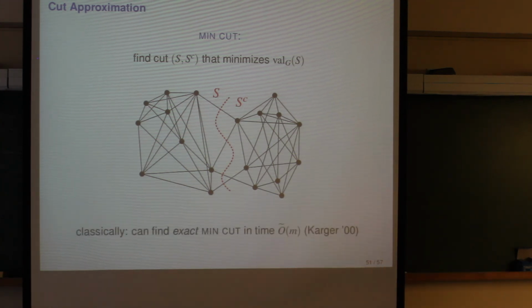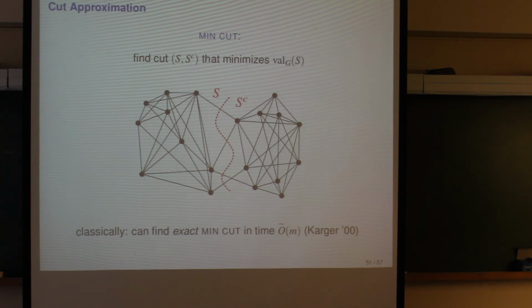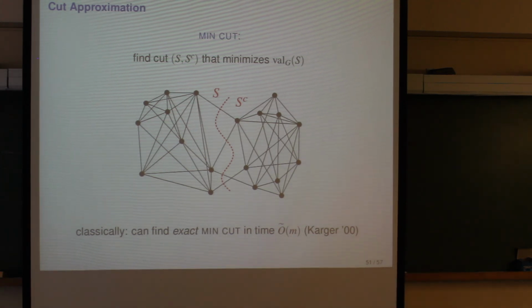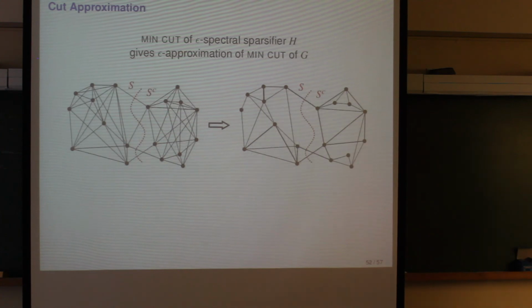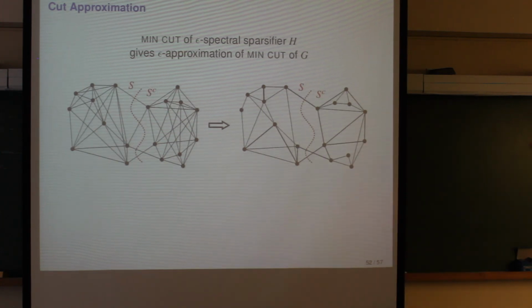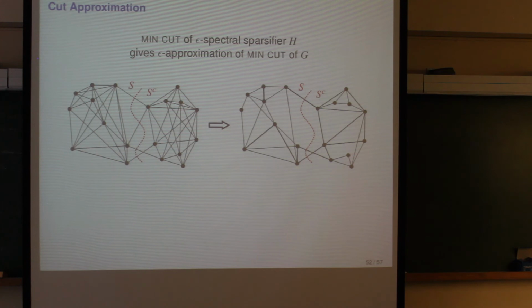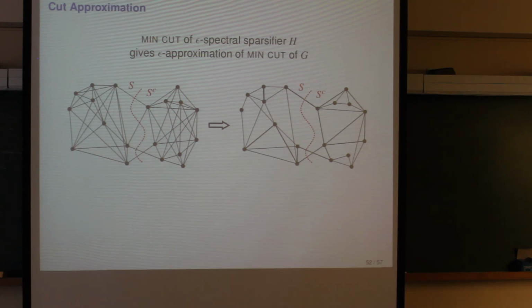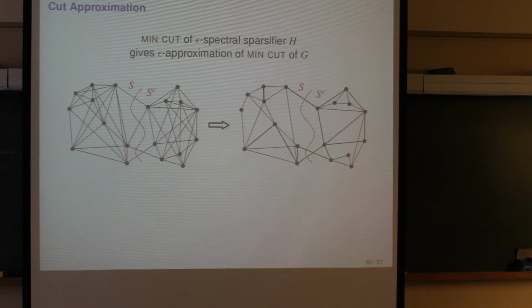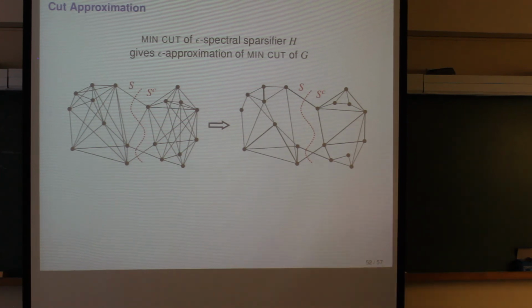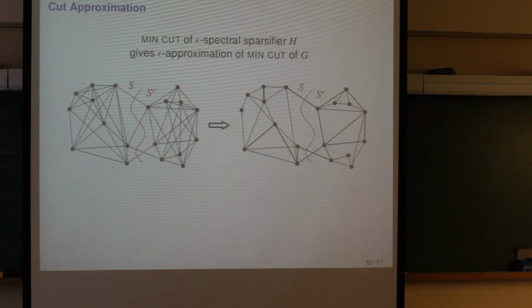Classically, you can find the exact min-cut in Õ(m) time. This is already long known. This was an algorithm by Karger. What we can do now is something that they already do classically, and I already mentioned this before: you can first sparsify the graph and then solve min-cut on the sparser graph. Clearly the downside is that you'll only get an epsilon approximate solution, but okay, let's be happy with that. So we sparsify the graph and we solve min-cut on the sparser instance.